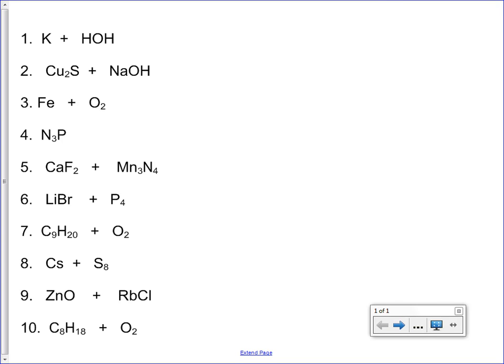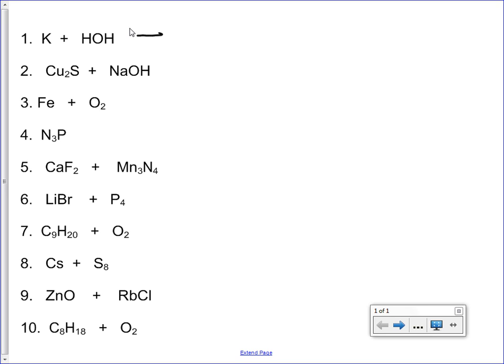Okay, so first step in any prediction problem is that we have to do what? Right, identify the type of reaction, because that's the only way we're going to figure out what's going on and what's going to be on the product side. All right, so in this one here, I've got an element reacting with a compound. Only reaction type that starts that way is single replacement.